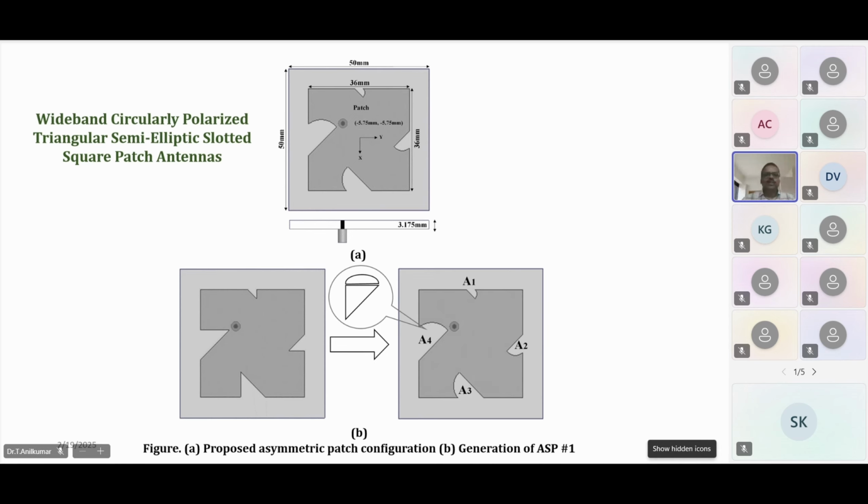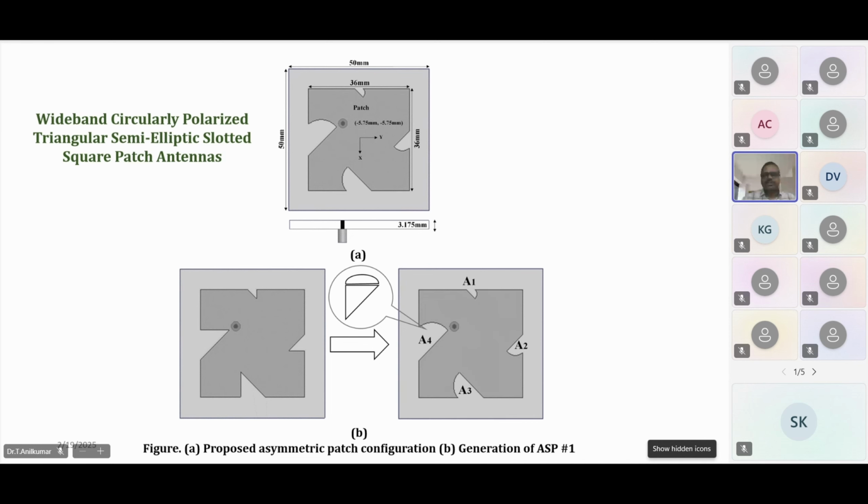So the novelty of this particular slot is that I have given a circular, elliptic nature to all the four slots. But the areas of all the slots are unequal here, an asymmetric nature, right? So if you bring that, you're going to get circular polarization.